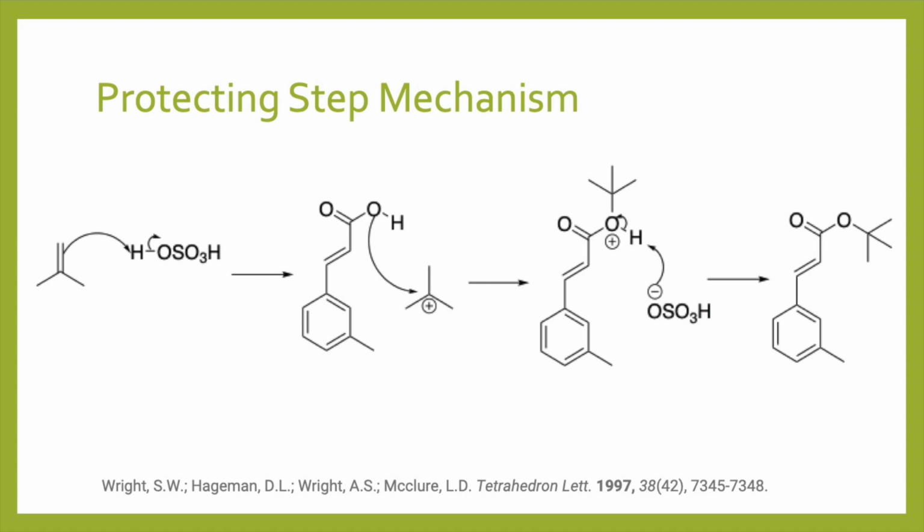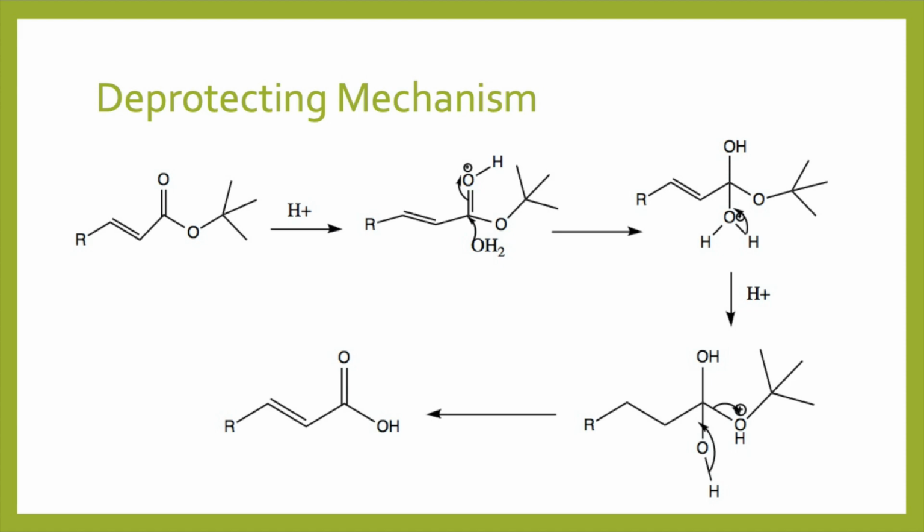The tert-butyl ester is a good protecting group for carboxylic acids due to its relative resistance to nucleophilic attacks and easy removal by acidolysis. The carboxylic acid is converted into tert-butyl ester. For the deprotecting step, the oxygen of the carbonyl group is protonated from the tert-butyl ester.